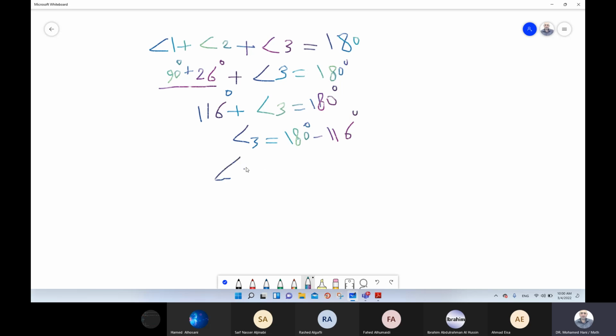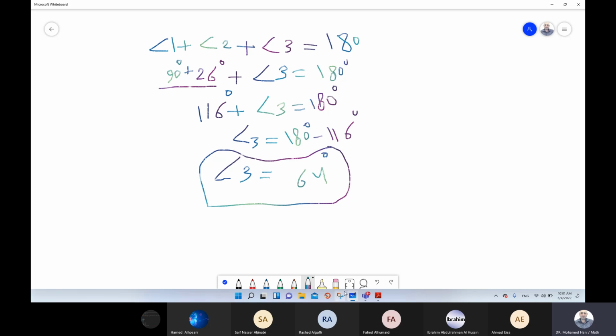So angle 3 equals 64 degrees. So angle 3 will be 64 degrees.